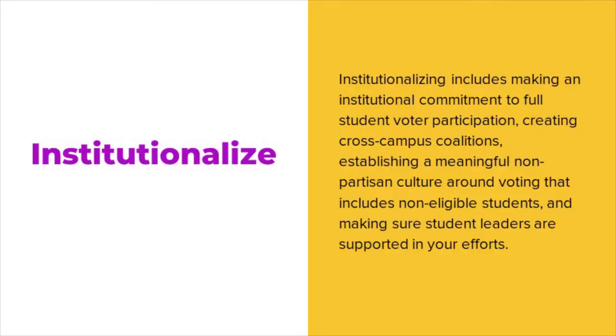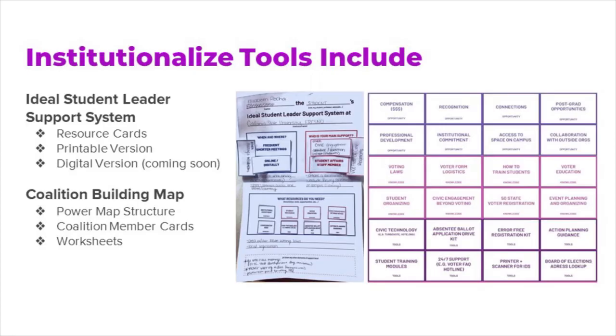And the last stage is the institutionalizing stage, which includes making an institutional commitment to full student voter participation, which is also creating those cross-campus coalitions and establishing a meaningful nonpartisan culture around voting that includes non-eligible students, making sure that your student leaders are supported in your efforts. And once again, building out more tools. An example of something that we already have and something that's in the works is helping build an ideal student leader support system and also a coalition building map.